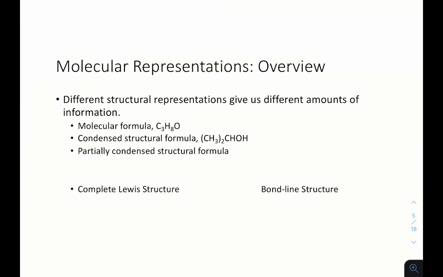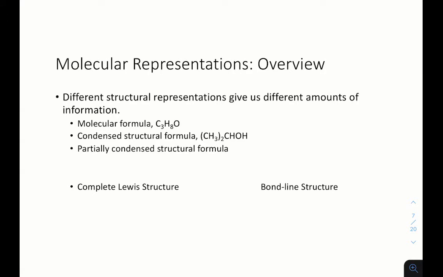Different structural representations give us different amounts of information. For example, you have encountered molecular formulas in general chemistry quite often. Molecular formulas tell us the types of atoms, their elemental identity, and the number of each type of atom that make up that compound. However, molecular formulas don't tell us very much about how, or anything actually, about how the atoms are connected.